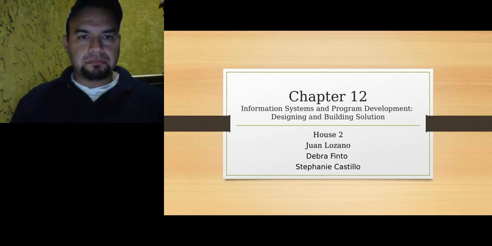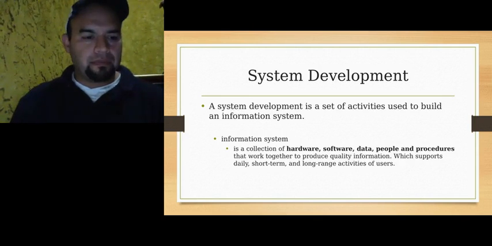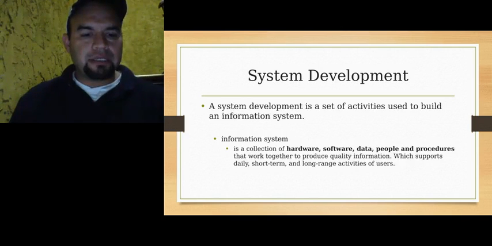First, I will begin by speaking about the system development and will list and explain the system development phases. A system development is a set of activities used to build an information system. Note that an information system is a collection of hardware, software, data, people, and procedures that work together to produce quality information, which support daily, short-term, and long-range activities of users.